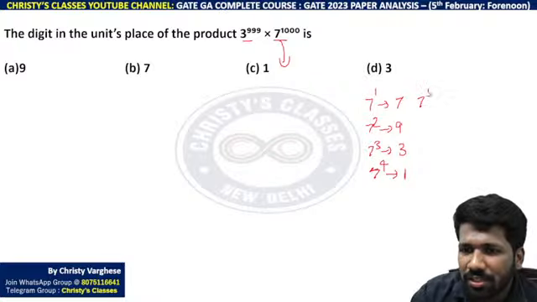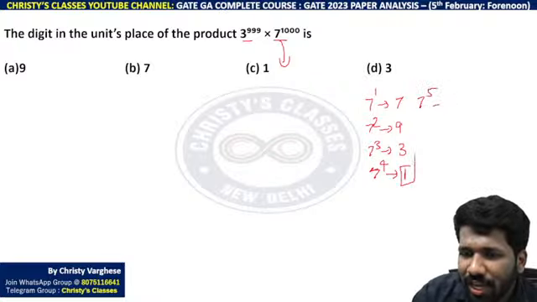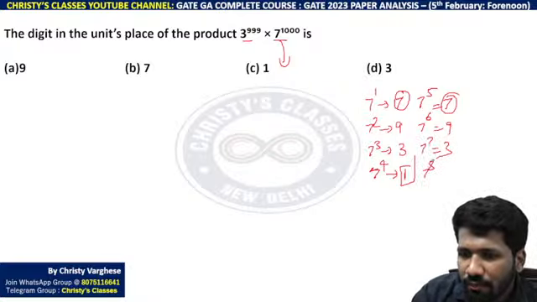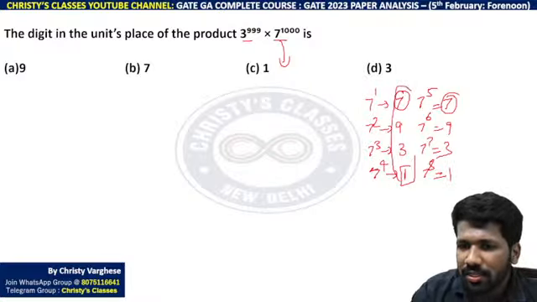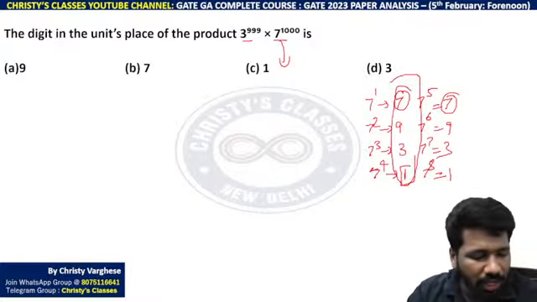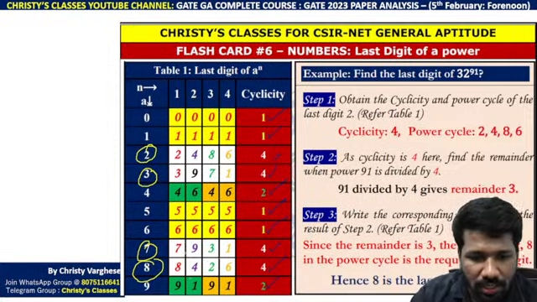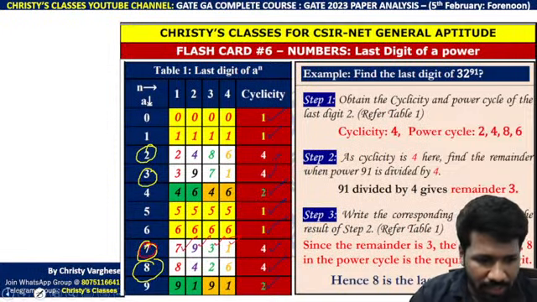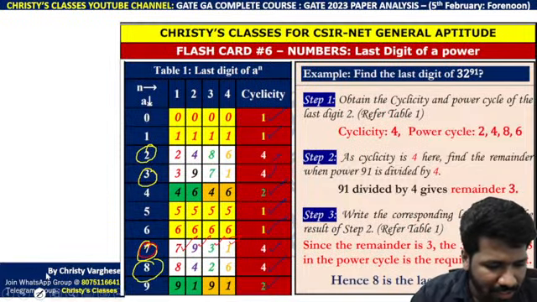Now look, 7 raised to 5, 1 into 7, 7 again comes. That means now you are multiplying again with 7. So 9 again comes. Again with 7, 3 again comes. Again with 7, 1 again comes. Are you understanding? This is called the power cycle. 7931 is the power cycle of 7. Power cycle means what all possible last digits are there. Are you all understanding?